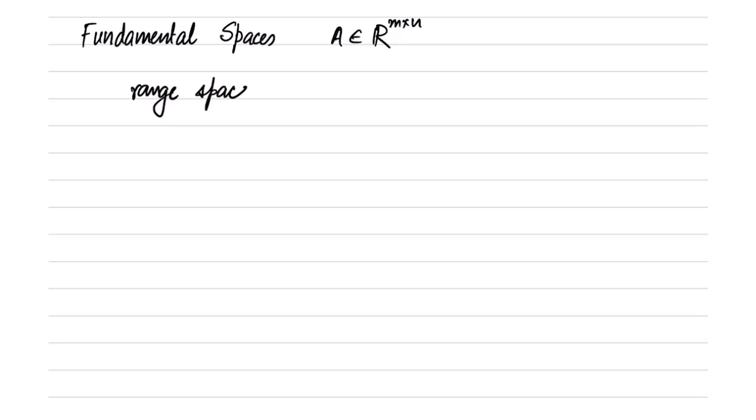Let us look at the fundamental spaces that are induced by a matrix, and which will bring us to the singular value decomposition. So let us say that there is a matrix A which is m cross n and has real entries. Then the range space of A is denoted, so it is a set, and is denoted by R of A.